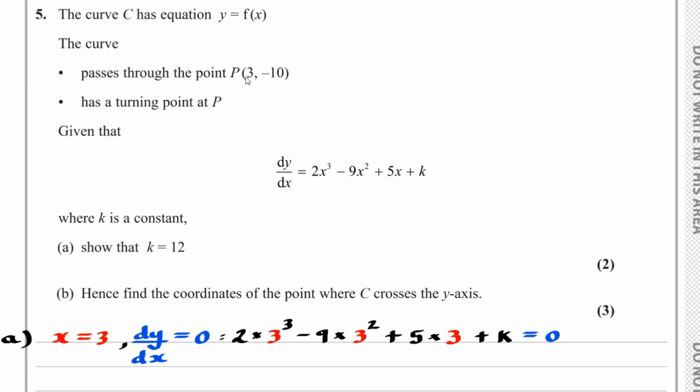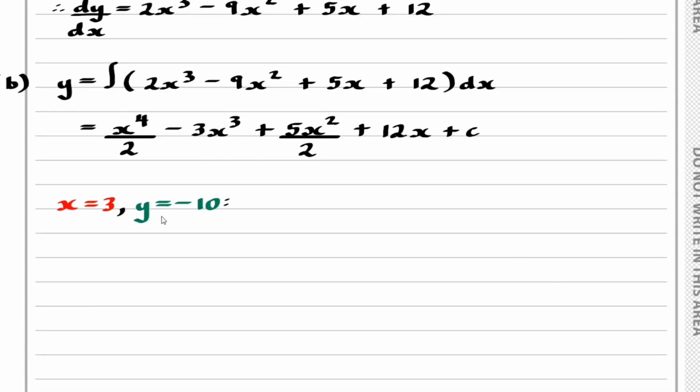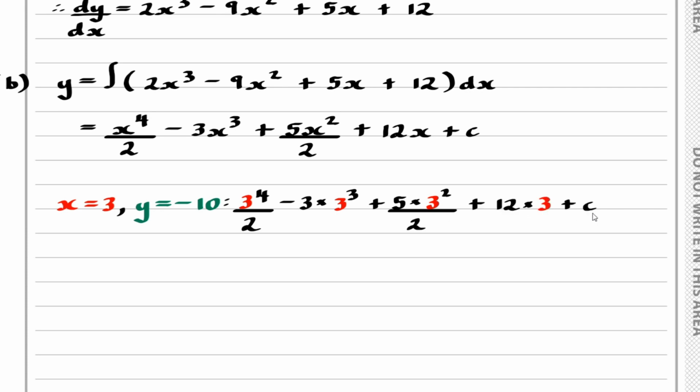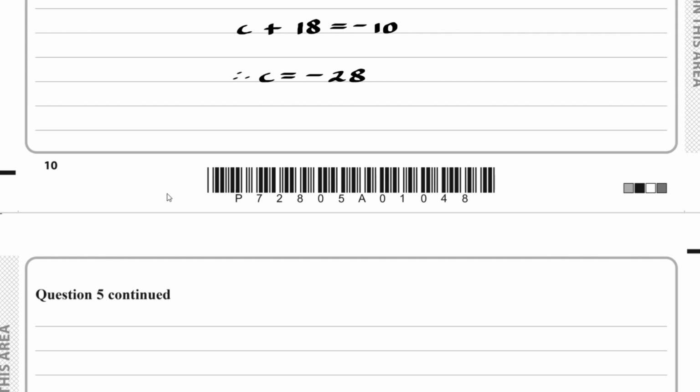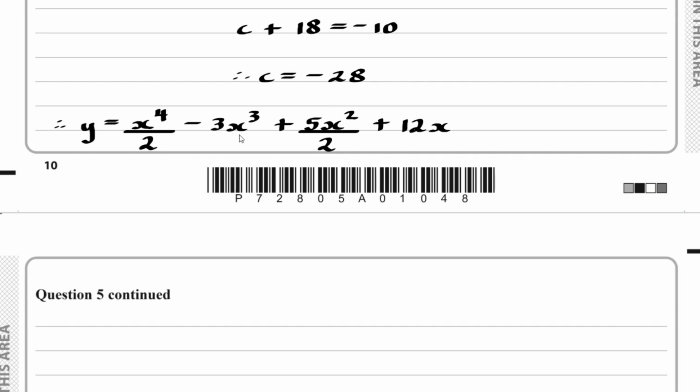We know that the curve passes through the point P with x coordinate 3 and y coordinate negative 10. So when x is 3, y is negative 10, and if we substitute these into y, we have 3 to the 4 over 2, subtract 3 times 3 cubed, plus 5 times 3 squared over 2, plus 12 times by 3, plus c. This is equal to negative 10. And if we simplify this, you will find c plus 18 to equal negative 10, in which case c is equal to negative 28. And if c is equal to negative 28, that means y is equal to x to the 4 over 2, subtract 3x cubed plus 5x squared over 2 plus 12x, subtract 28, which means then C crosses the y-axis at negative 28.